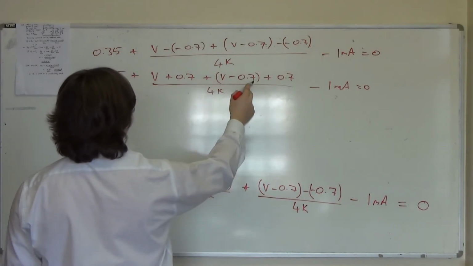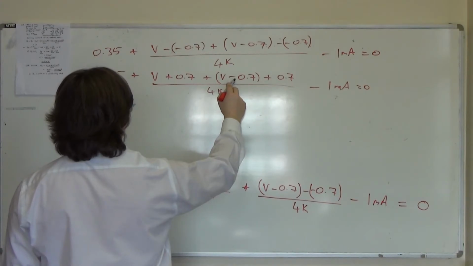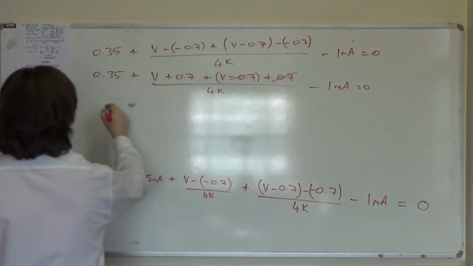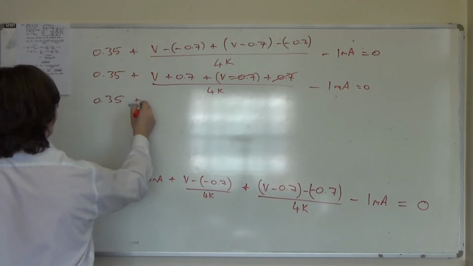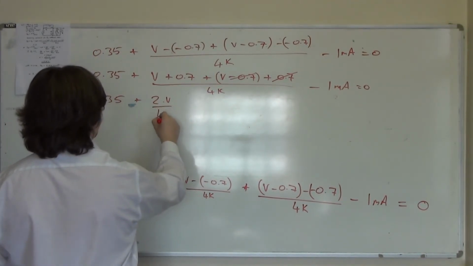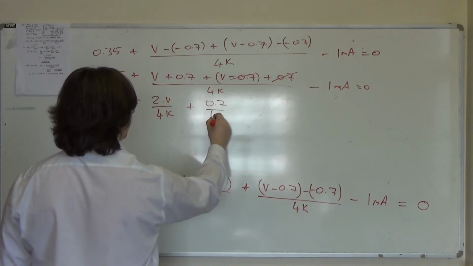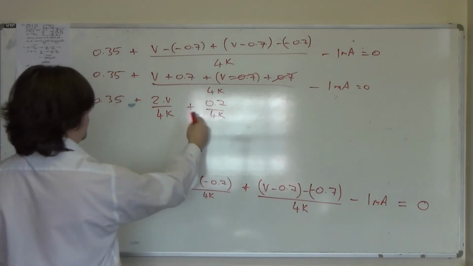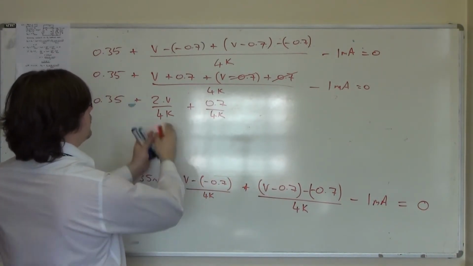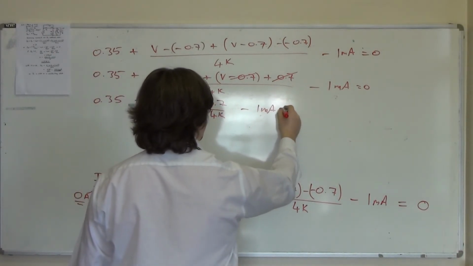This bracket we're allowed to remove, and then we can say, well, that one and that one cancel with each other. So I've got 0.35 plus 2 times V over 4K, and I've got one 0.7 left, which is 0.7 over 4K. And there is no funny partial fractions going on here, it's just as I brought them together in the beginning, I'm allowed to split them afterwards. Minus a milliamp is 0.